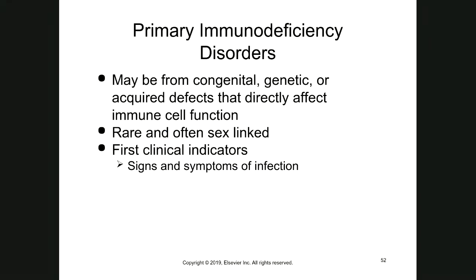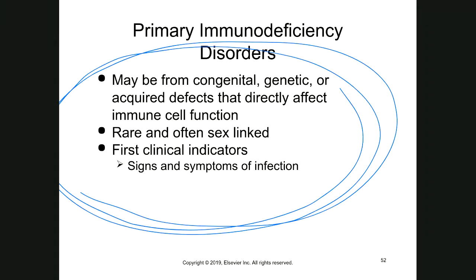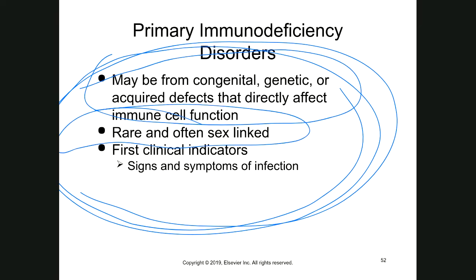Now, careful with this. The primary immunodeficiency disorders may be congenital, genetic, or acquired defects that directly affect immune cell function. You need to know that. You need to know that they are rare and some of them are often sex-linked, on the sex chromosome, and they have huge amounts of indicators with signs and symptoms of infection, meaning that you have a multiple choice over here in 2 of 4 quizzes.